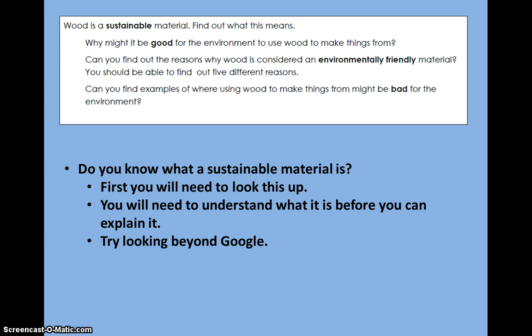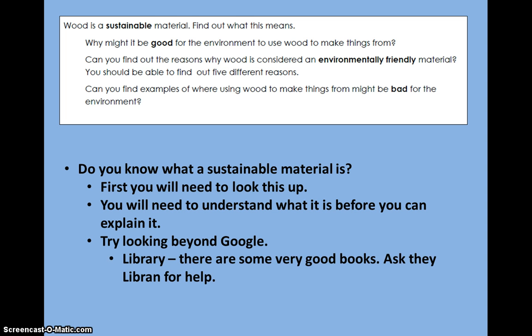The reason is I want you to show that you understand what it means, and that's quite important because that's what this homework's about, helping you understand that. So look beyond Google. The library's a really good source. There are some very good books in there. The librarians are always really helpful. They can help you find some books and direct you to the correct sections and stuff. So please use those resources. I'm not saying Google and Wikipedia are bad. I'm saying you need to look elsewhere as well for really good research.